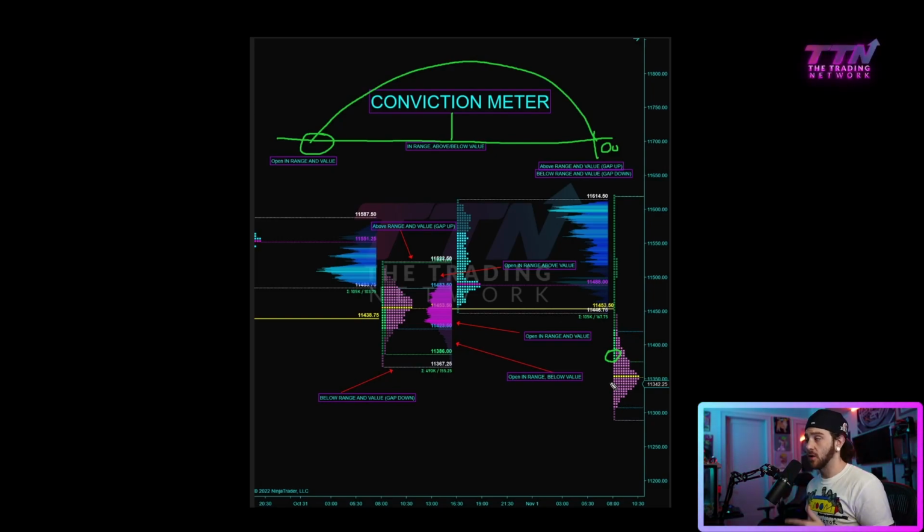Watch where we open tomorrow. See if we open within yesterday's range. Currently, we are operating below the value area low, but within range. And we do have, of course, quite a bit of trading activity to take place before New York session opens tomorrow. So who knows? We might open gap down. We might open within range. We might open within range below value. We'll see. So keep an eye tomorrow on where we open compared to today's range. And that just might give you some pretty excellent edge.